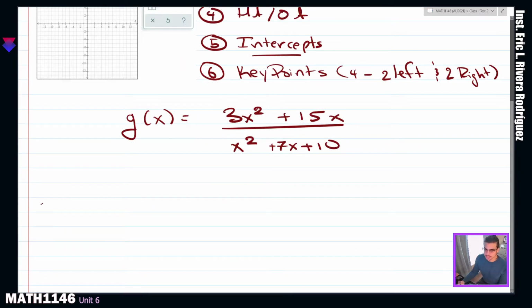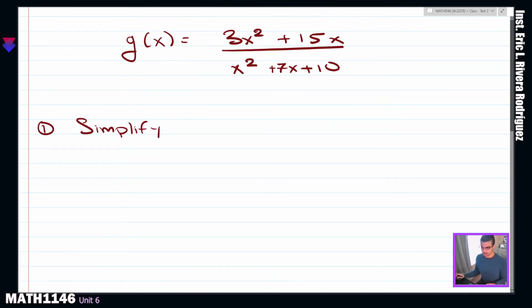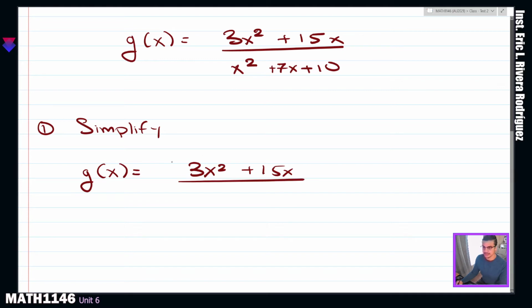Okay, so first step, we are going to try to simplify. And I said we are going to try. This step is not always going to be possible. But if it is possible, and if you do not simplify, then you are going to miss key information that is going to be important to determine vertical asymptotes and holes on the graph.